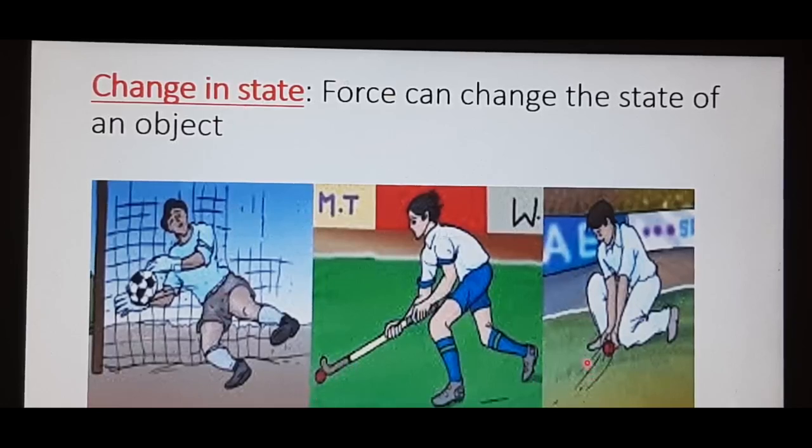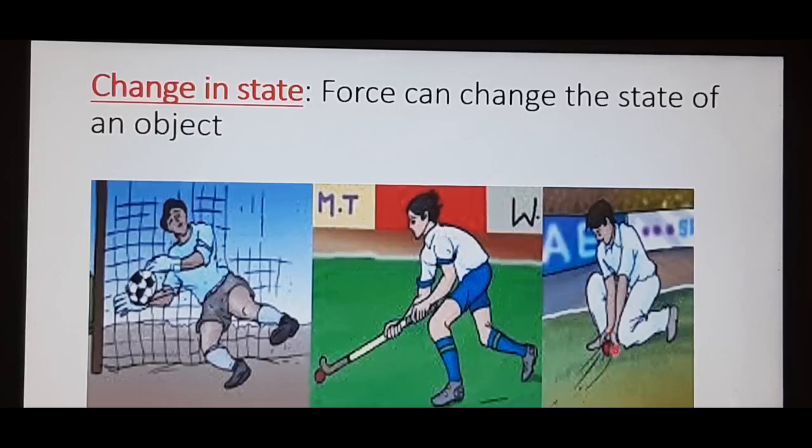Let's see the third example. This ball, while playing cricket, you can see this ball was dragging on the ground. Dragging means it was moving on the ground, but this person applied force with his hands to stop its motion. Once he applied force, this ball comes to the state of rest. So in all the given examples, you can see motion is changing into rest, or rest is changing into motion on the application of force.